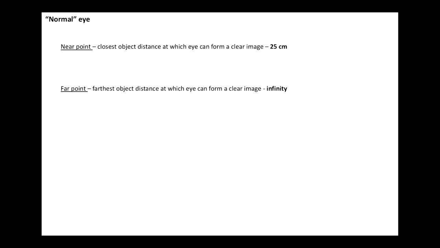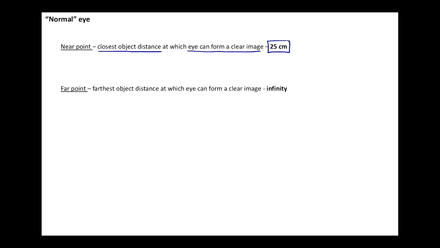The near point of the eye is the closest object distance at which you can actually get the eye to form a clear image. Notice this is probably larger than what you're expecting. 25 centimeters is considered a normal near point of the eye. That's about, well, 10, 20, maybe like here. So just kind of normal arm's length. If you can see that, you're considered to have a normal near point.